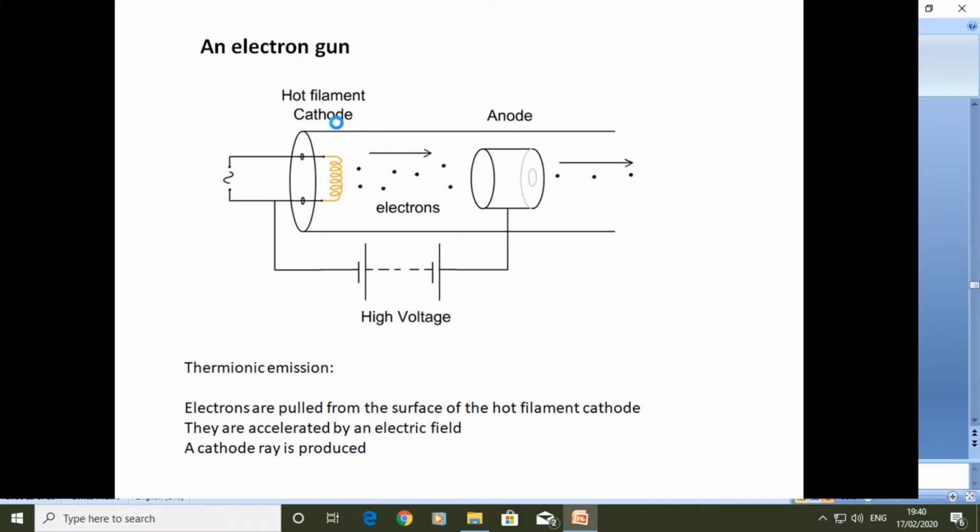What's happening at the filament is something called thermionic emission, which we'll need to know about later on in the upper sixth. Basically, you get a filament, it gets very, very hot, electrons dancing on its surface. You have an anode, which is very positive. The electrons are pulled off the filament, they gain kinetic energy, and you produce very fast moving electrons, a cathode ray.